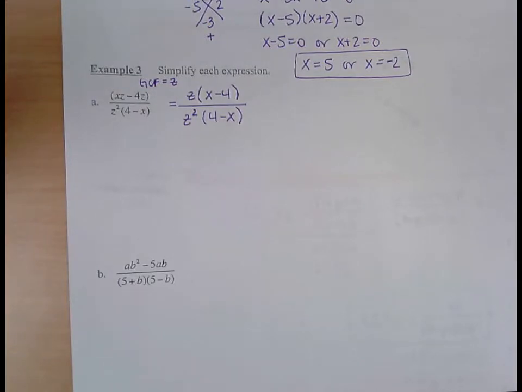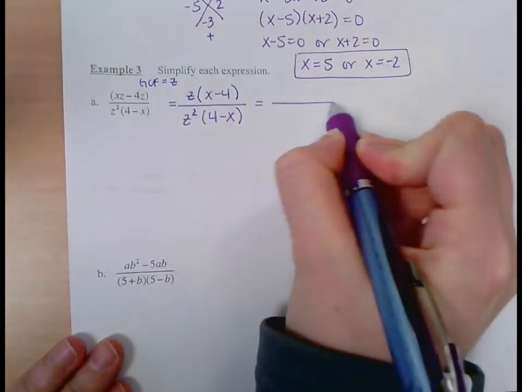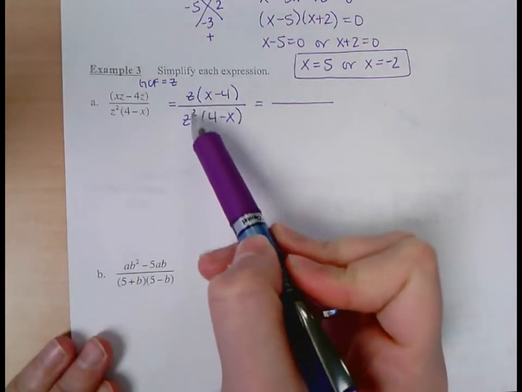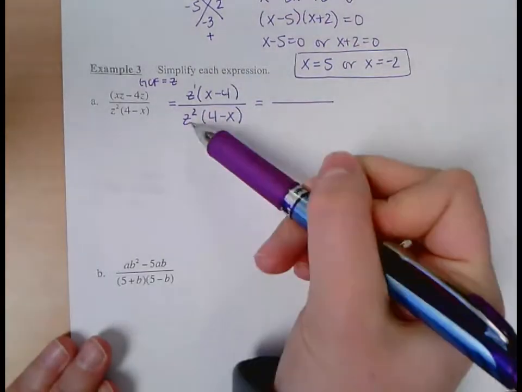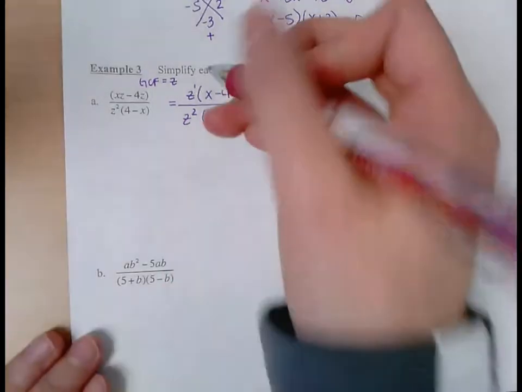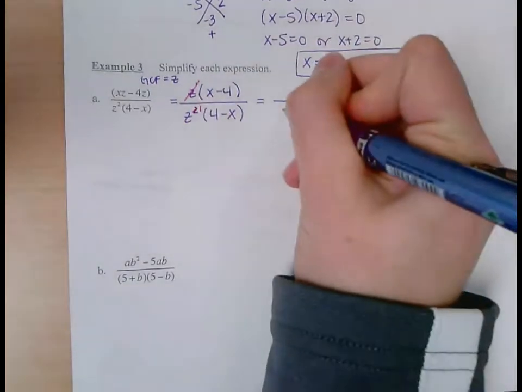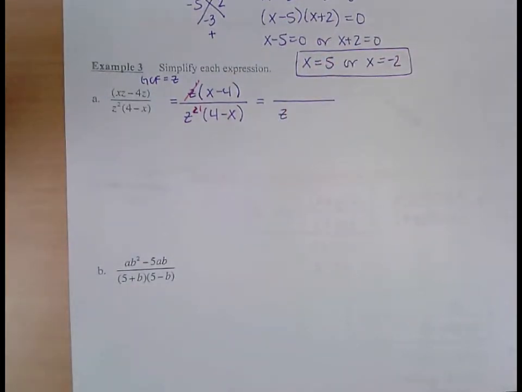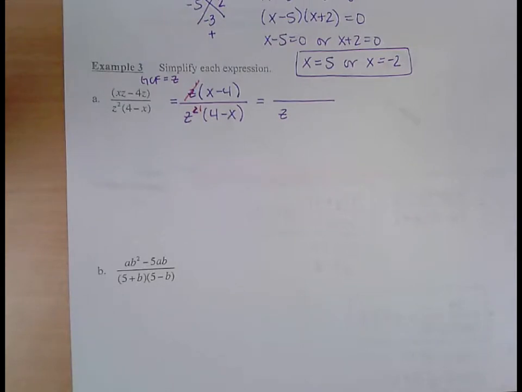Now, one thing I could do is notice the z's. If I have a z to the first power on top and a z to the second power on the bottom, the z on the top is going to cancel out, and then I'll just have a z left in the denominator. It's like I'm subtracting the exponents, but it's going to stay on the bottom since the larger was on the bottom. And then the x minus 4 and the 4 minus x, are those the same thing?